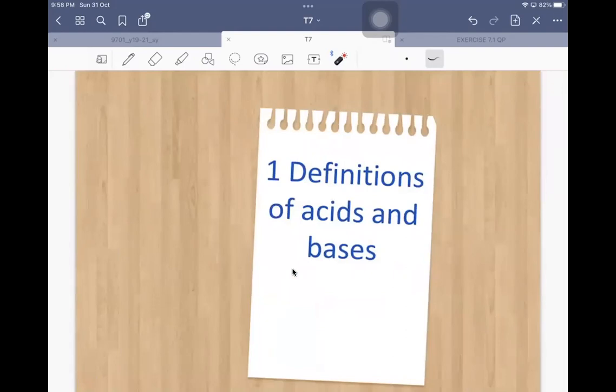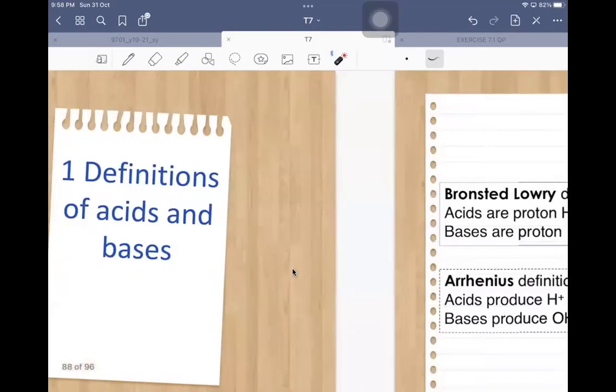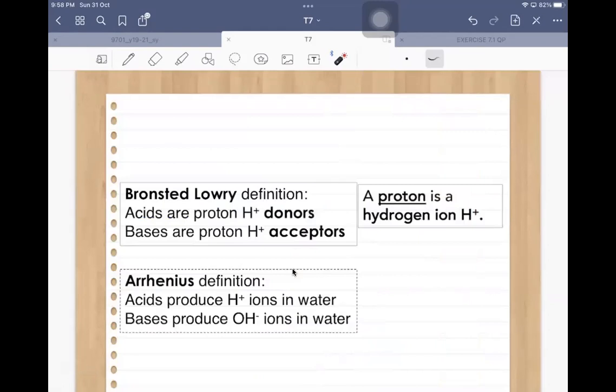Definitions of acids and bases. There are a few definitions of acids and bases depending on the theory you are using. If we talk about acids being species that release hydrogen ions in water, this is called the Arrhenius definition. Arrhenius is a person, and this is his theory. Acids and bases are defined in terms of H+ and OH- ions when they dissolve in water. So there's nothing new for you.